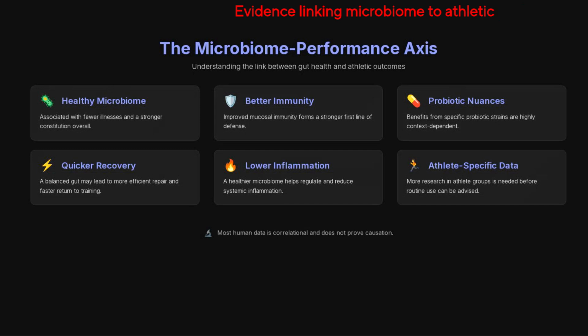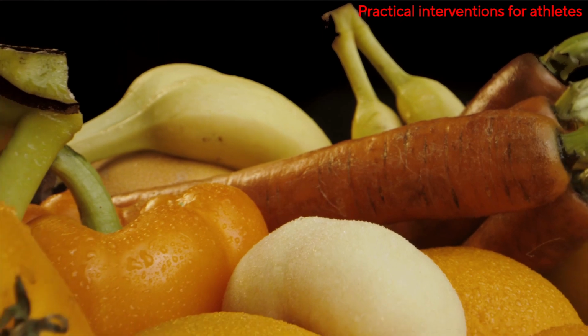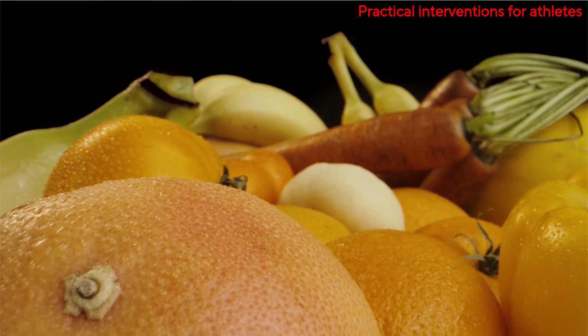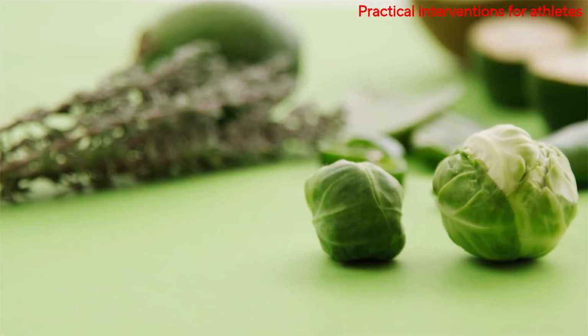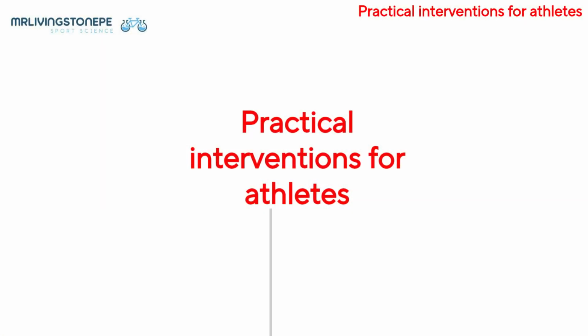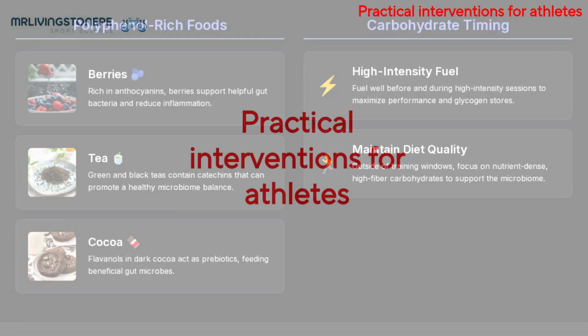routine use. For interventions, start with diet. Eating more fiber from whole grains, legumes, fruits, and vegetables to feed microbes that make beneficial short-chain fatty acids would be worthwhile. Include fermented foods like yogurt, sauerkraut, kimchi to add live microbes and increase diversity. Add polyphenol-rich foods such as berries, tea, cocoa, which also support helpful bacteria. Keep carbohydrate timing matched to training. Fuel well for high-intensity sessions, but maintain overall diet quality to support the microbiome.